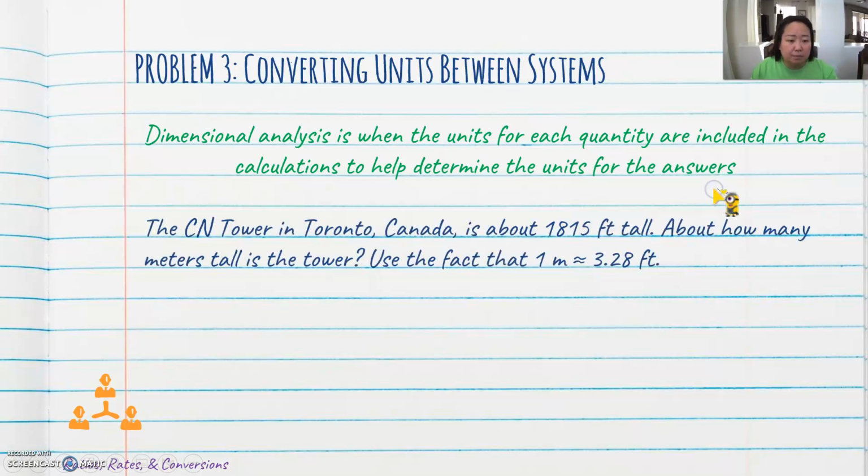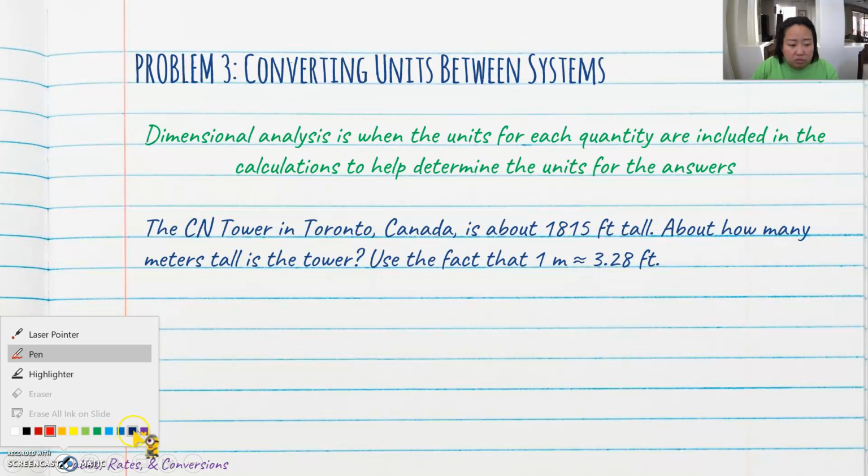So let's have this example here. The CN Tower in Toronto, Canada is about 1815 feet tall. About how many meters tall is the tower? As you can see, the given unit of measurement is in feet, and the question is asking us to change it to meters. Now, the fact that 1 meter is approximately 3.28 feet, that information is what we will use to do our computation. And so we can apply what we have just learned about changing rates and things like that.